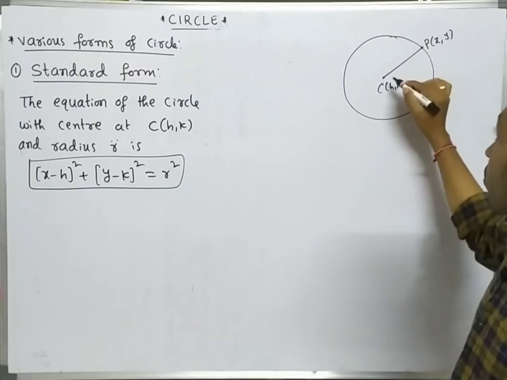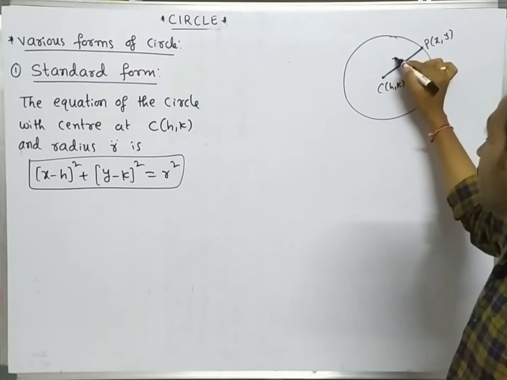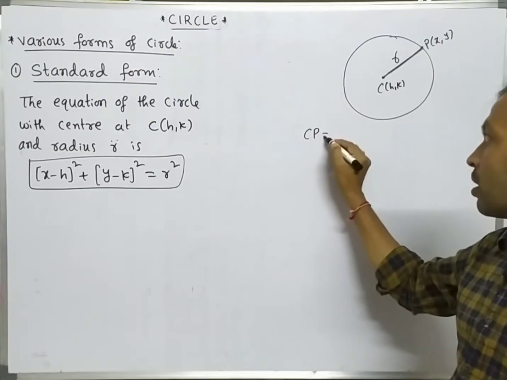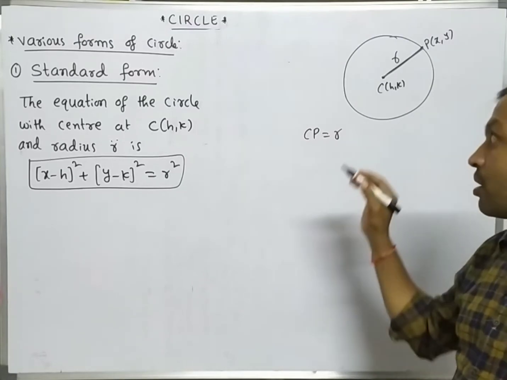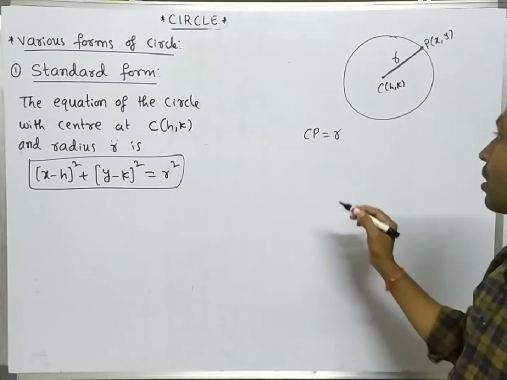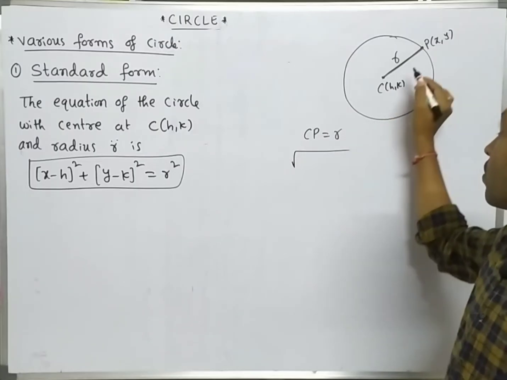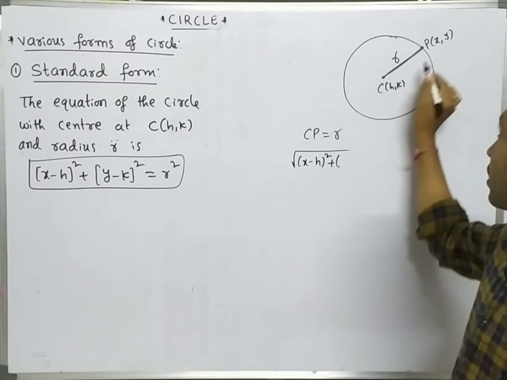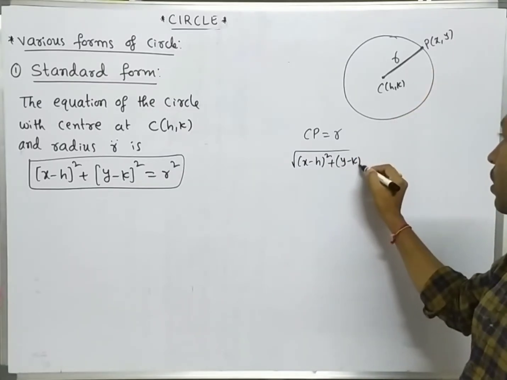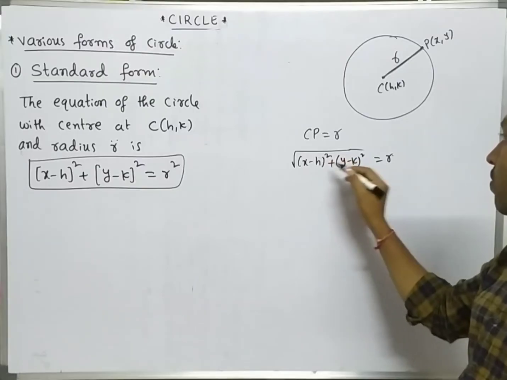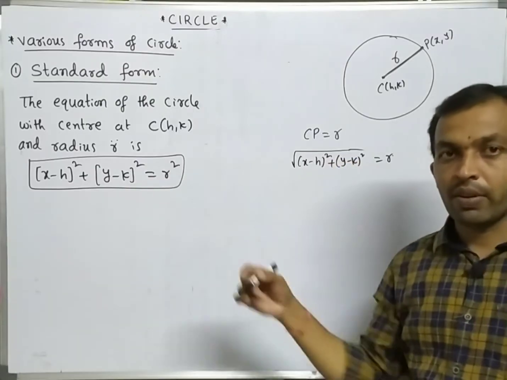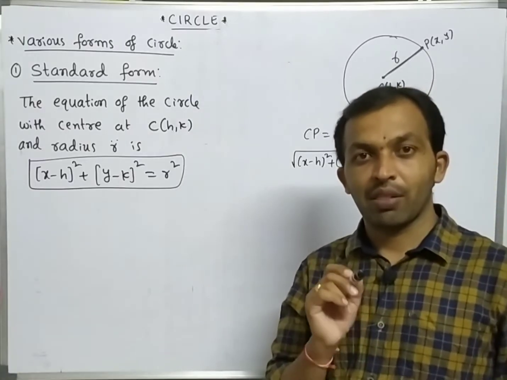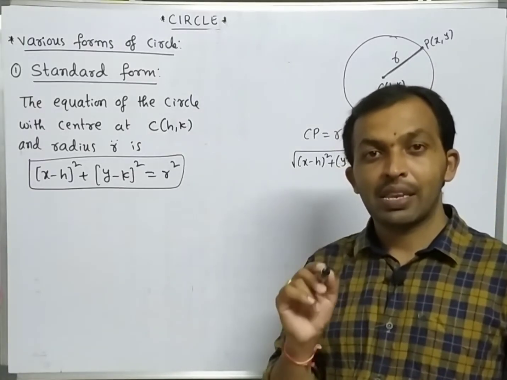Here CP is the radius and it is denoted by r. So the distance CP is equal to r, the distance between the center and a point on the circle. Writing the distance formula, square root of (x minus h) whole square plus (y minus k) whole square is equal to r. Squaring on both sides, we get (x minus h) whole square plus (y minus k) whole square is equal to r square. This is the equation of the circle in standard form.